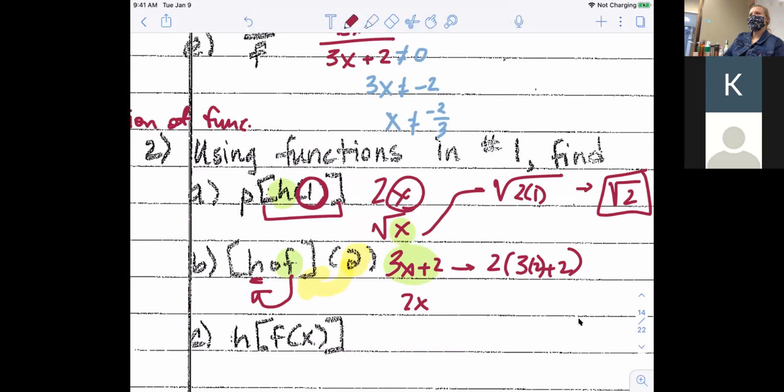Are we doing okay on why I'm plugging things in? Okay, I'm going to take that deafening silence as if we're doing okay.